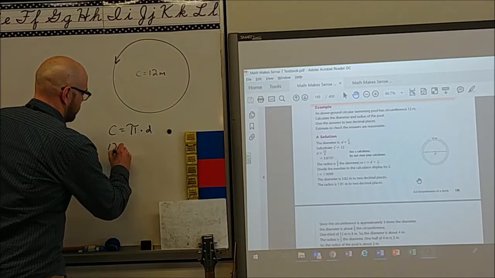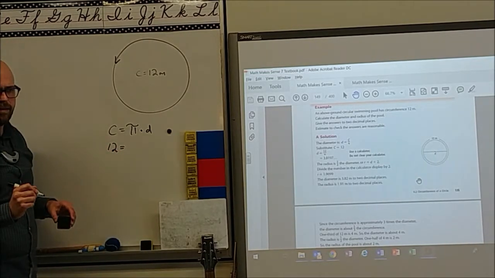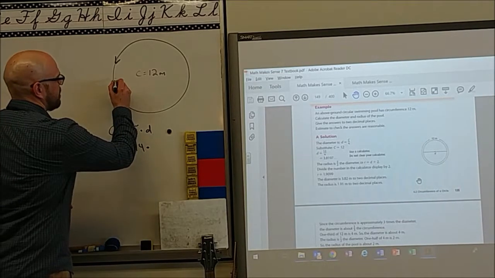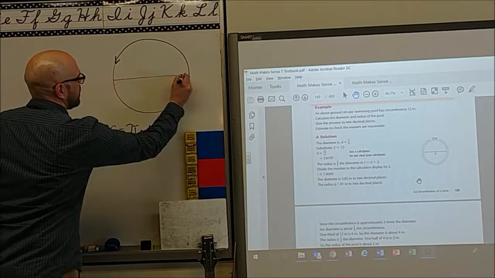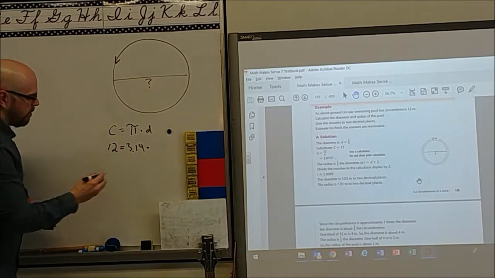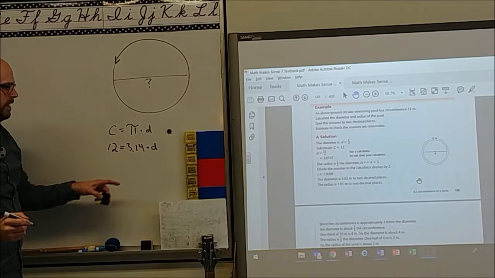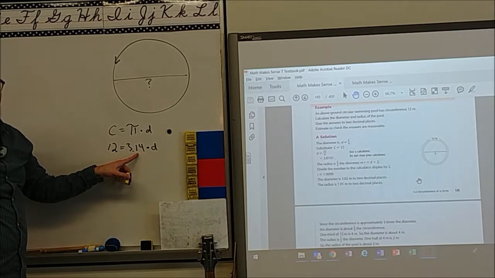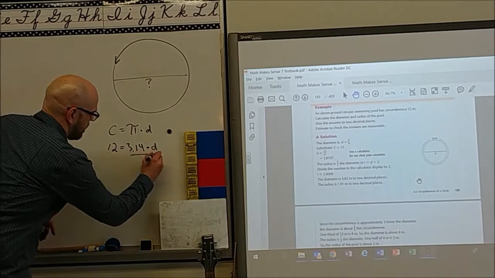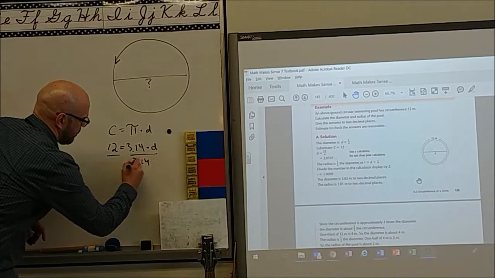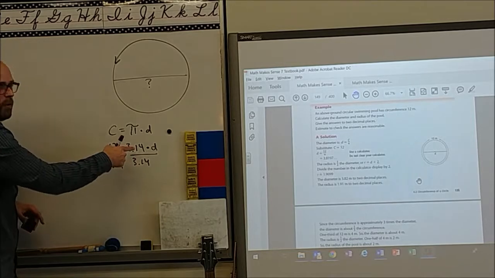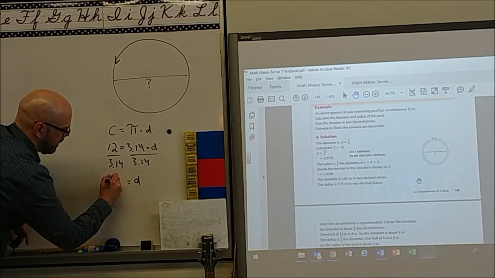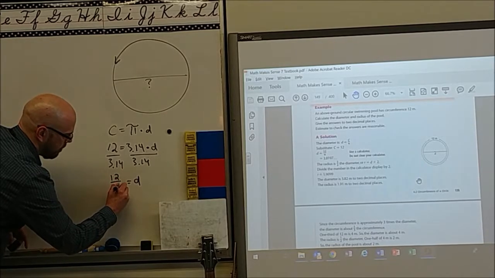So the circumference is 12. What's pi again? 3.14. And then we don't know the diameter yet, right? We're supposed to find out what the diameter is. Okay, well, if I've got 3.14 times d, I got to get d on its own. Its friend is times 3.14. What should I do? Divide, because I got to do the opposite of its friends. Times 3.14 divided by 3.14 cancels out. So d equals 12 divided by 3.14.